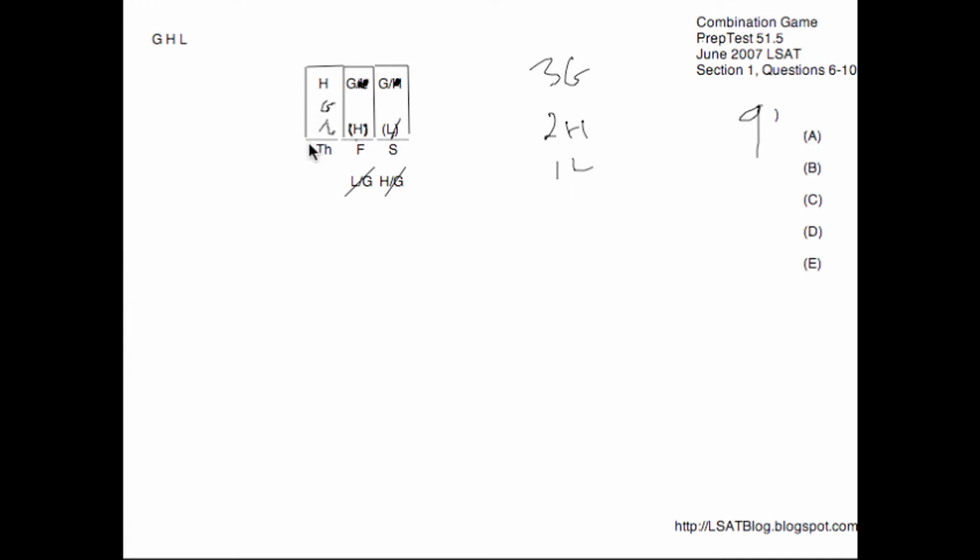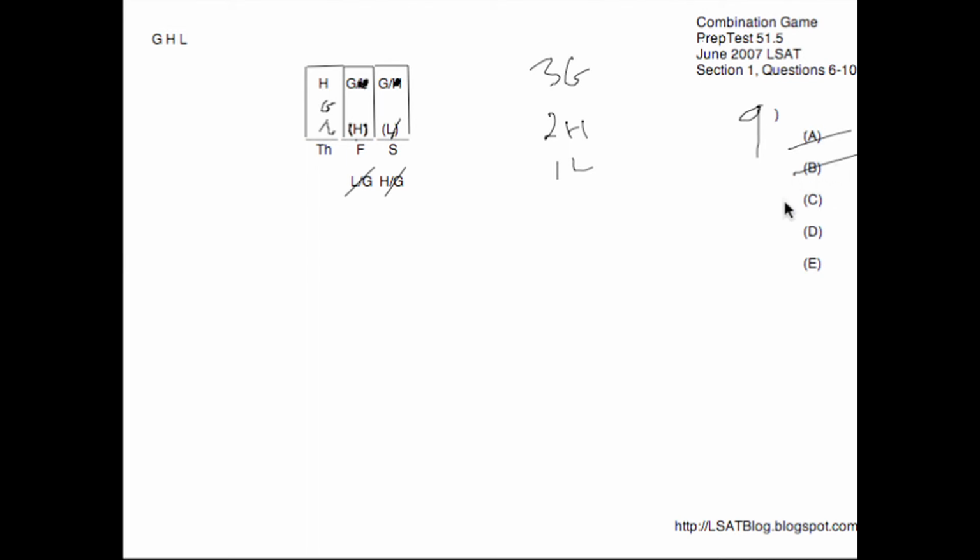So, must we have all 3 on Thursday? Well, we could, but we don't have to because L could go on Saturday instead, and then we'd only have 2 on Thursday, H and G. So for that reason, A is gone. Looking at B, exactly 2 on Saturday doesn't have to happen once again because that L could go on Thursday, so B is gone.